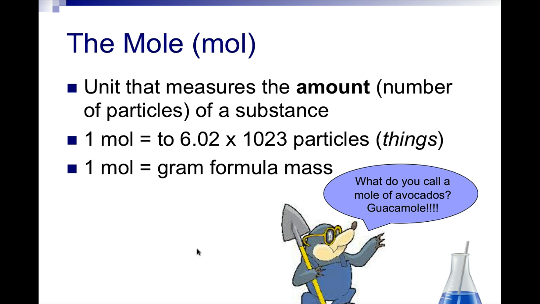So, the mole. The mole is basically a unit of measurement to tell us the amount or the number of particles in a particular substance. The number 6.02 times 10 to the 23 particles is basically telling us that in 1 mole we have this many atoms of that particular element. So 1 mole equals the gram formula mass.